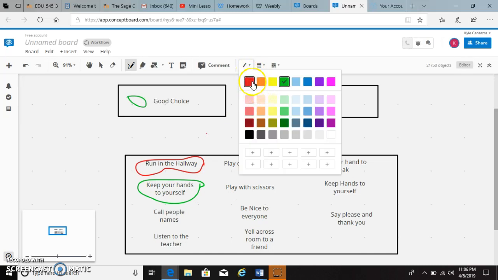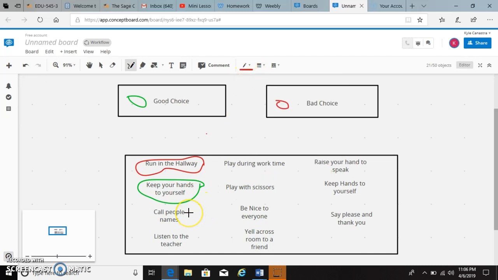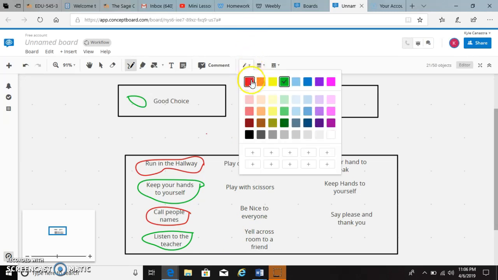How about calling people names? Yeah, we don't want to make others feel bad, right? So we want to make sure that we're not calling each other names and that we're being nice to one another. How about listening to the teacher? Right. You listen to the teacher and nobody gets hurt and we're all on the same page, right? Good. How about playing during work time?